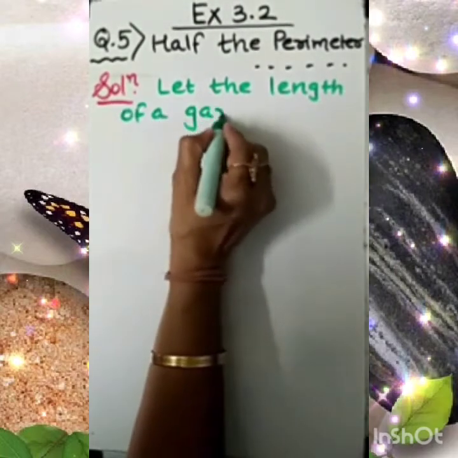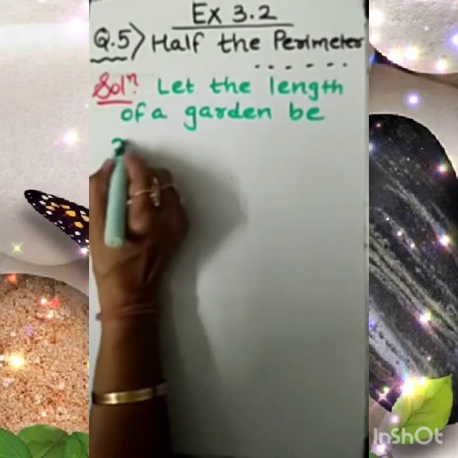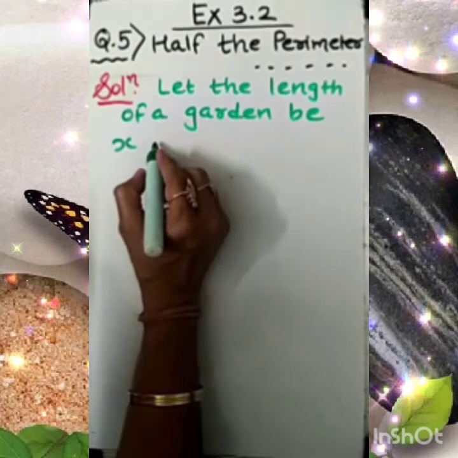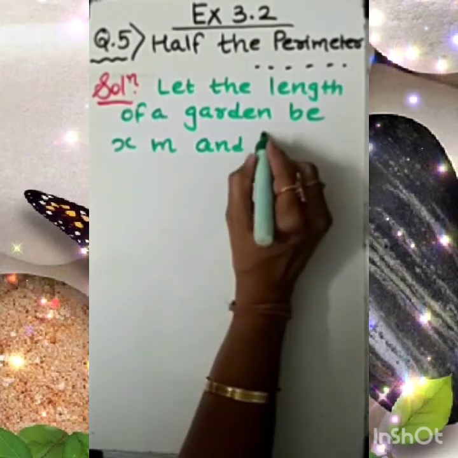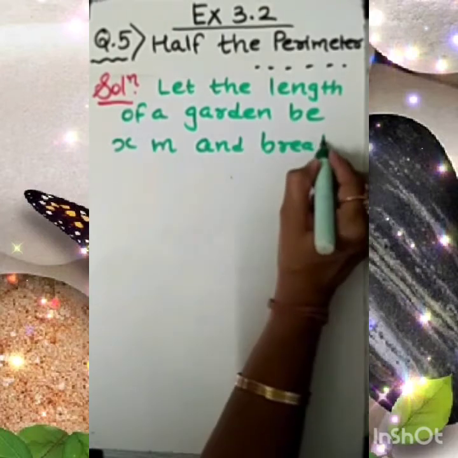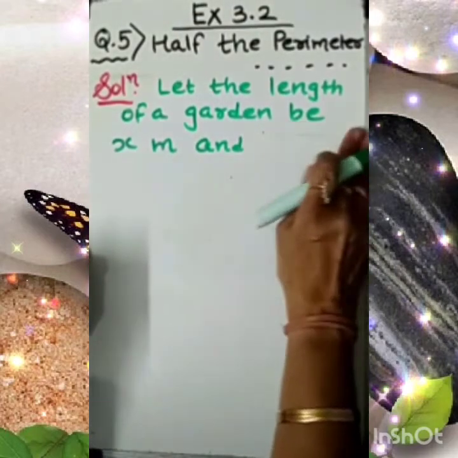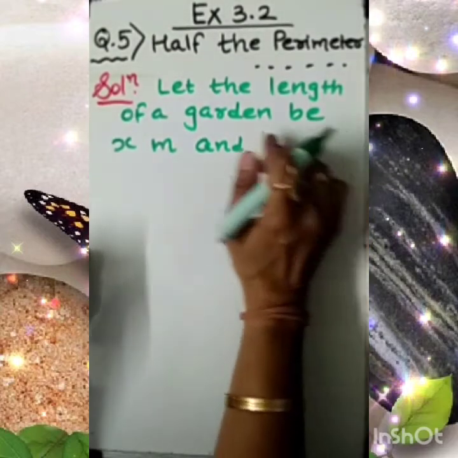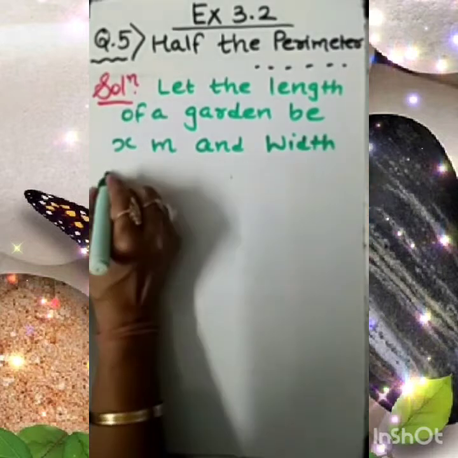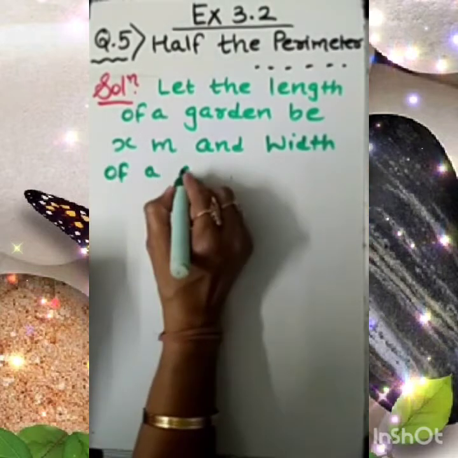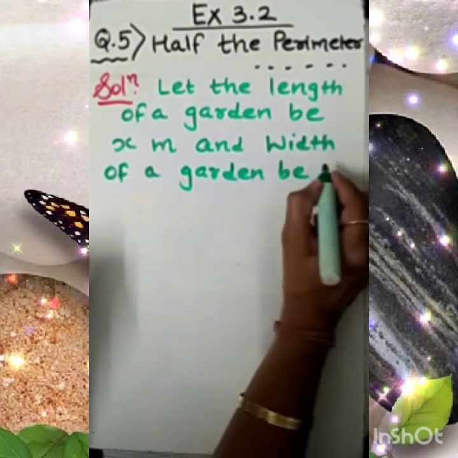Let the length of the garden we are considering be x meter. The unit is given in meter, so I am considering x meter, and the breadth of the garden be y. In place of breadth, you can write width also. Here the word width is given, so I am writing the width of the garden as y meter.